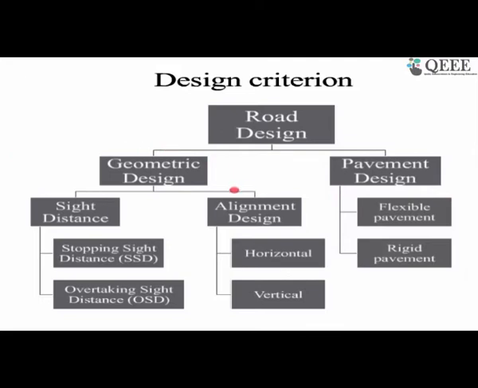Our concentration is here. So the geometric design, as I told you, the first one is the alignment design, and within alignment there is a horizontal alignment and vertical profile. And to do this design, we need to consider the sight distance. The main sight distances which we consider in this alignment design process are stopping sight distance and overtaking sight distance. Apart from this, there are other sight distances which we will go through as we proceed.